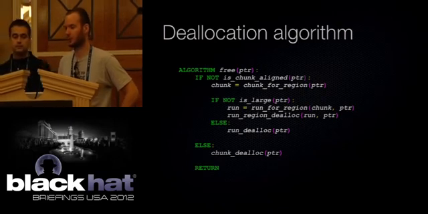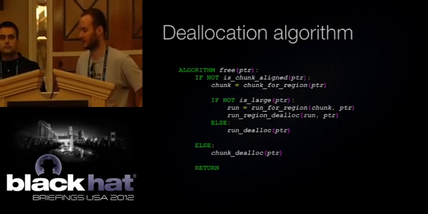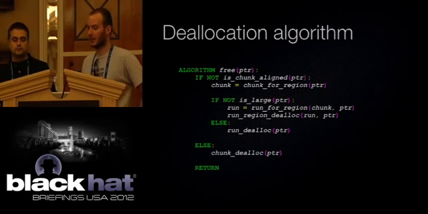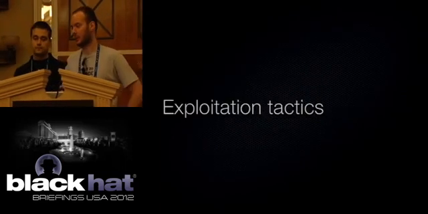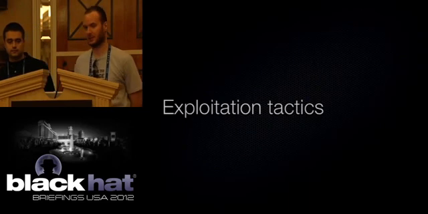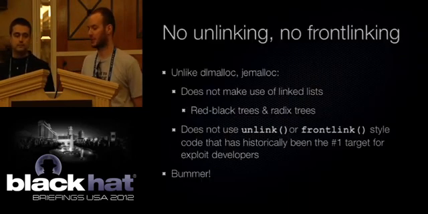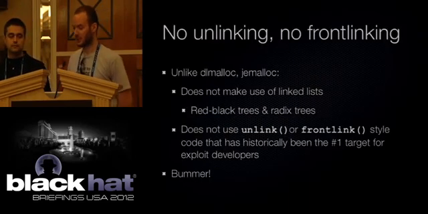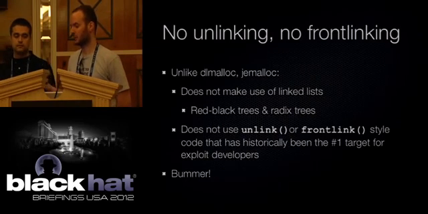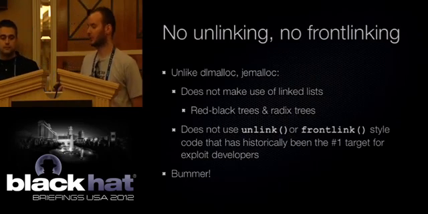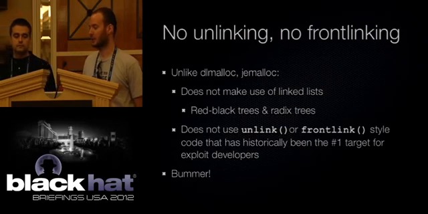So now let's move on to more specific exploitation tactics. Unlike dlmalloc or probably other allocators, jemalloc doesn't use any linked lists. It uses red-black trees and radix trees. And of course, as a side effect, there are no unlink or frontlink style code in jemalloc. And this is important because unlink and frontlink have been historically used as the number one target for exploit developers.